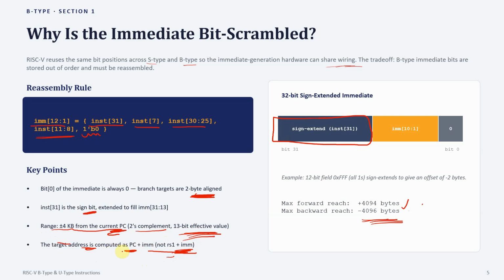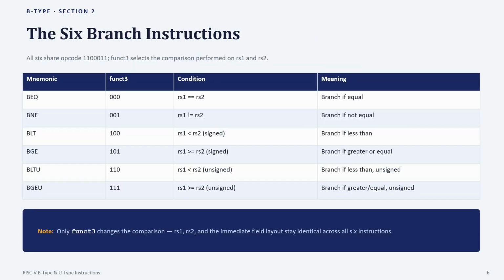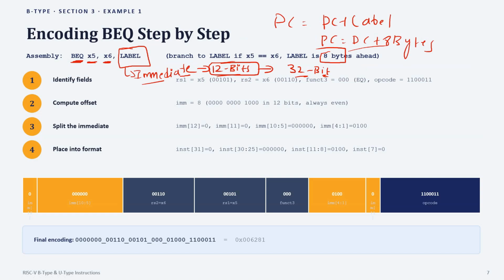Okay, so it is computed as PC plus immediate. It's not RS1 plus immediate. So we have basically 6 kinds of branch instructions. One is branch equal to. That means when we compare RS1 and RS2, if these are equal, then we are going to have the jumping, or incrementing or decrementing of our program counter according to the logic which we are going to have.